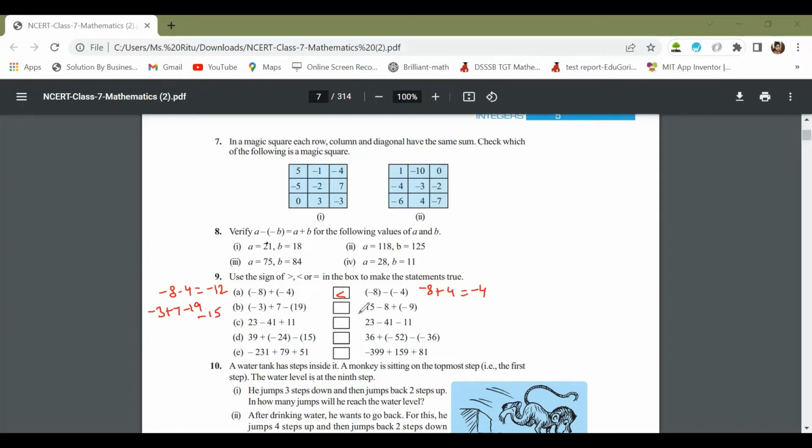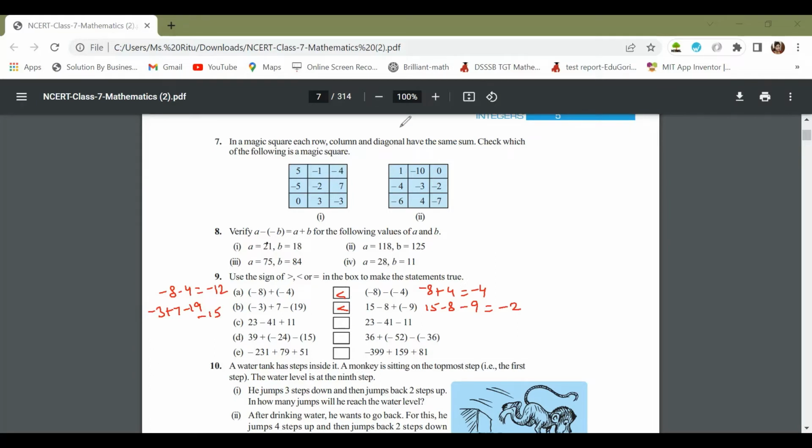Okay, so now the right side. 15 minus 8, and plus minus is minus here. Now solve it. 15 minus 8 is 7. 7 minus 9 is minus 2. Now which one is bigger, minus 15 or minus 2? Obviously minus 2. So we'll put the symbol like this again.